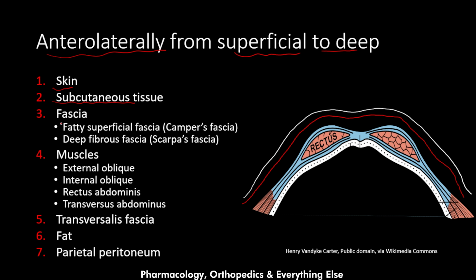And then after the subcutaneous tissue comes the fascia, which is in two layers. We have the fatty superficial fascia, which is called the Camper's fascia, and we also have the deep fibrous fascia, which is the Scarpa's fascia. And we will draw the fascia in the yellow color. So this is here the fascia.